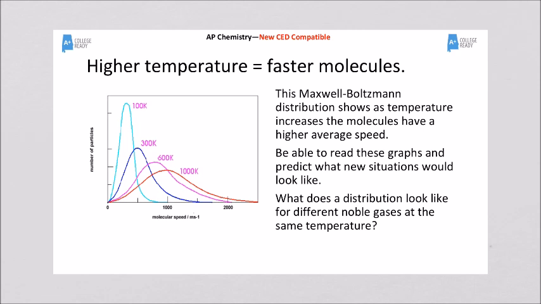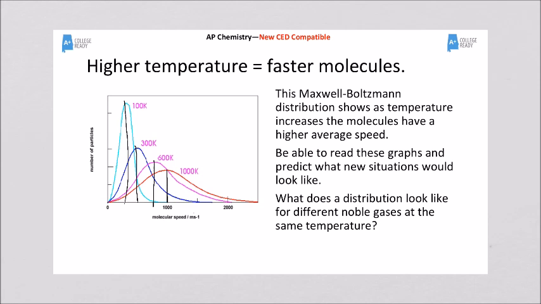Notice usually temperatures aren't given. You're supposed to be able to estimate a temperature by going to the top of the curve, and if you draw a line straight down, you see the average speed of these different molecules. And so we can see that the higher temperature, which is the 1000 Kelvin, definitely those particles are going to have the highest average speed.